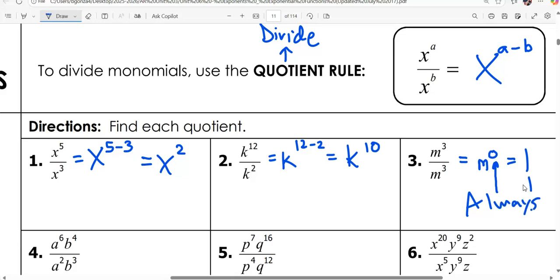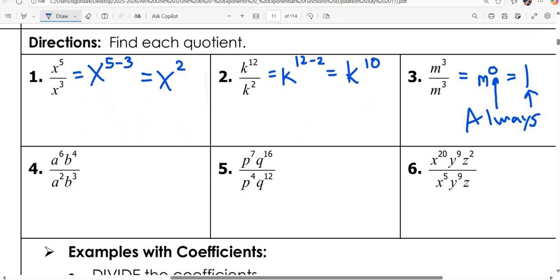Always equals 1. I'm not going to write that. Okay, don't write it down. Don't know it. Just get it wrong on the test. That's silly. Don't say that.